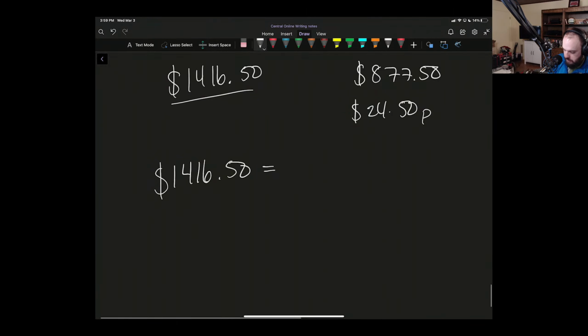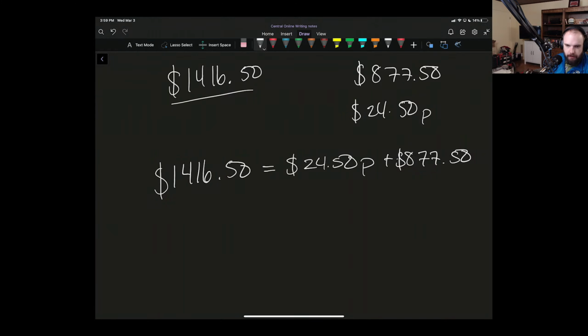1,416.50 equals, it's going to be $24.50 per person to eat. And then they had a flat fee. It didn't matter if they had one person or 100 people. Well, actually, it would matter if it's 100 people in the bus because you can't fit 100 people in that bus, probably.